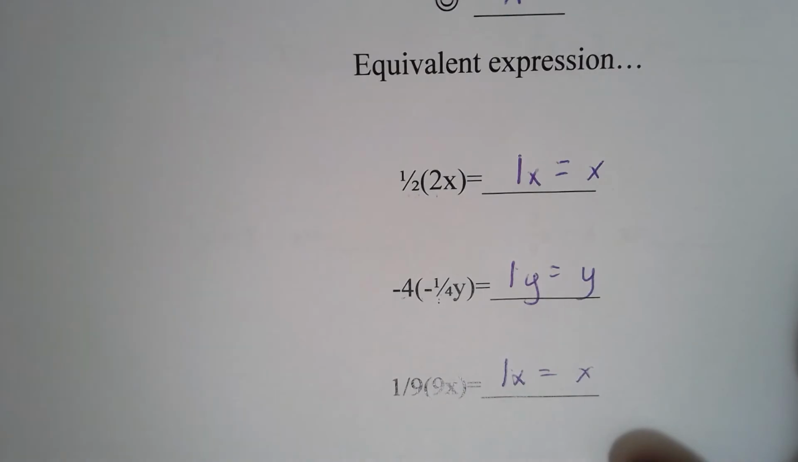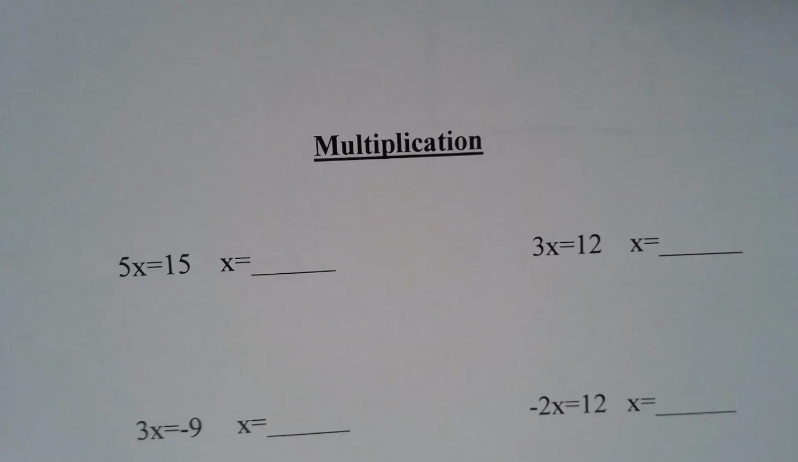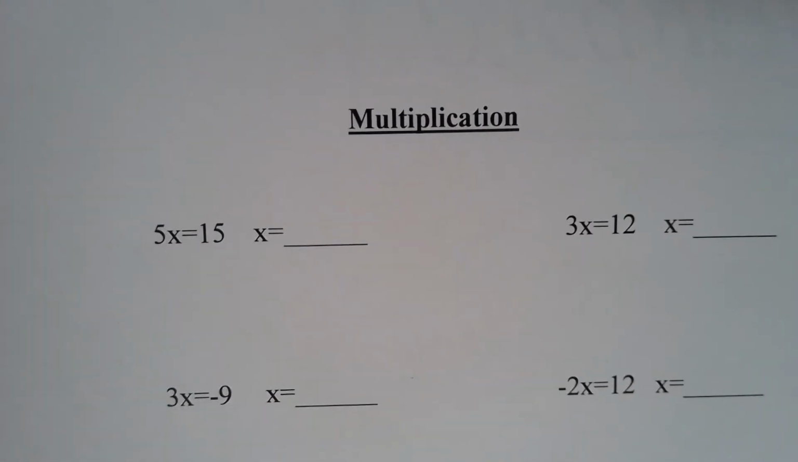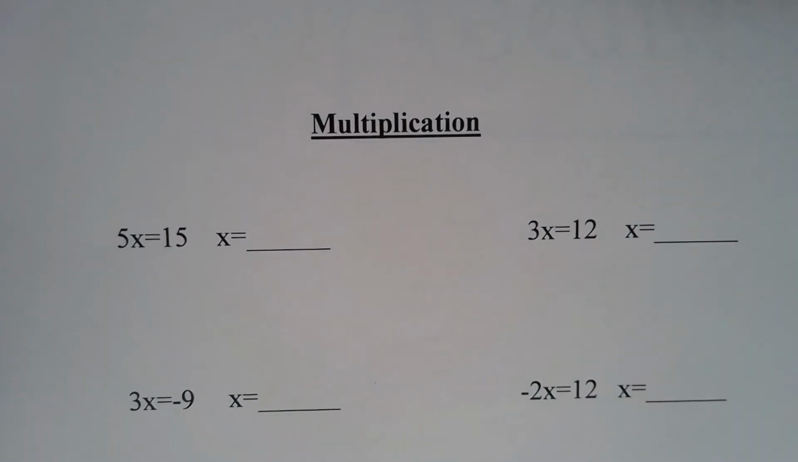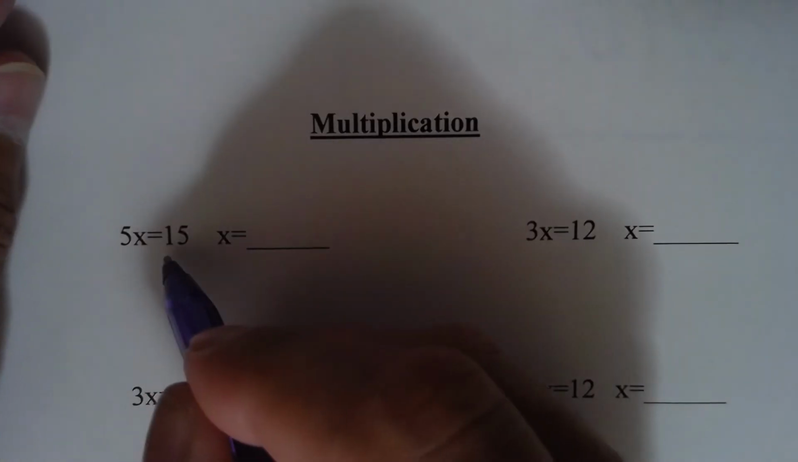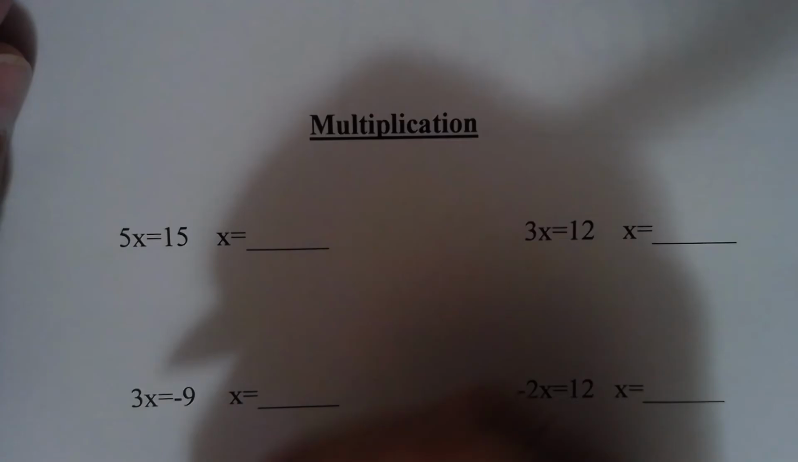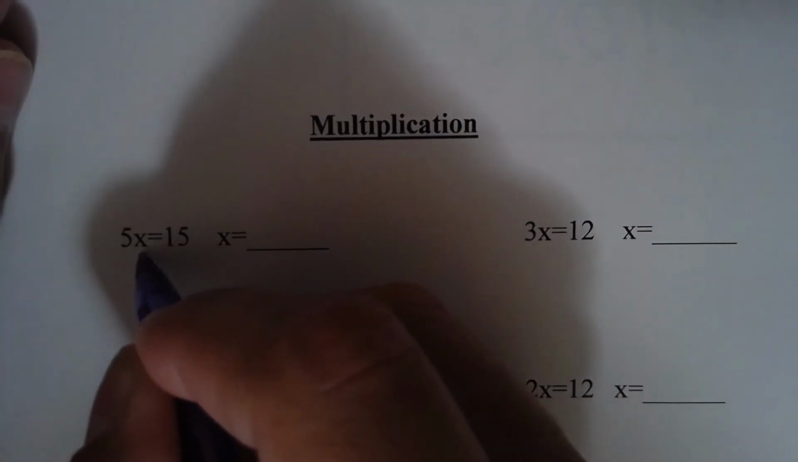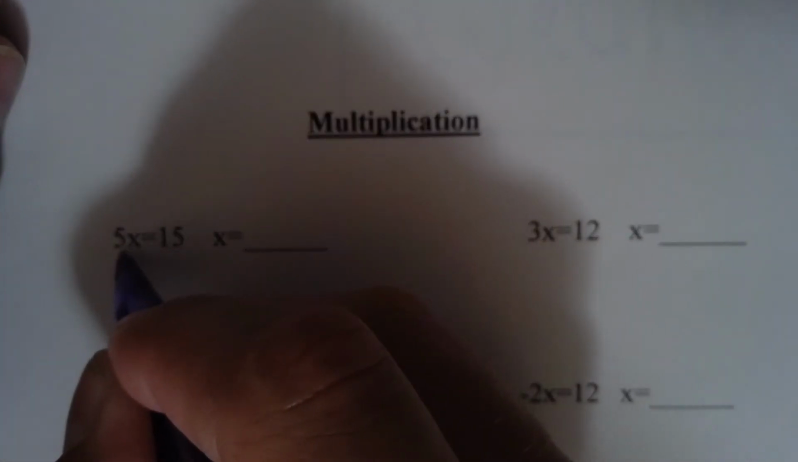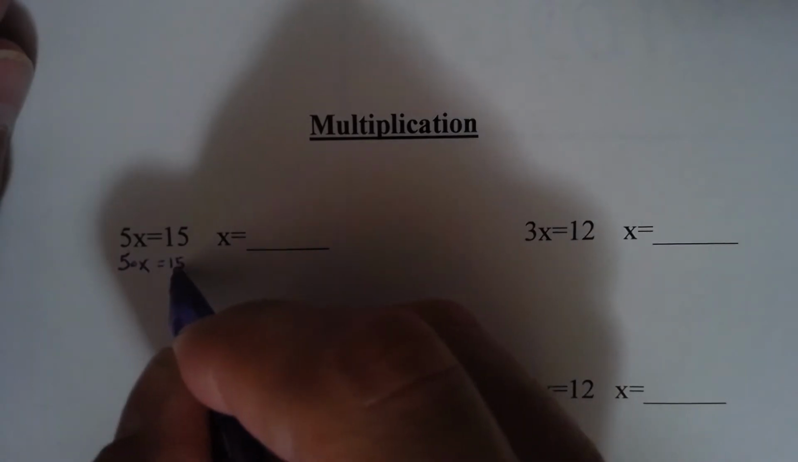Okay, second page. So we're getting into the meat of this. This is the multiplication. So here we have 5x equals 15. Well, just like we did with addition and subtraction, we are going to get the variable by itself. So we understand this is really just 5 times x.